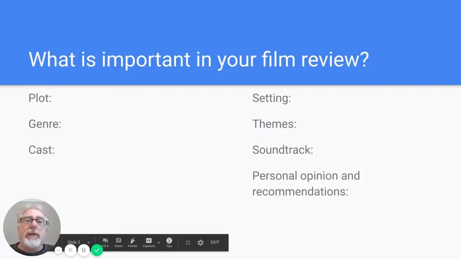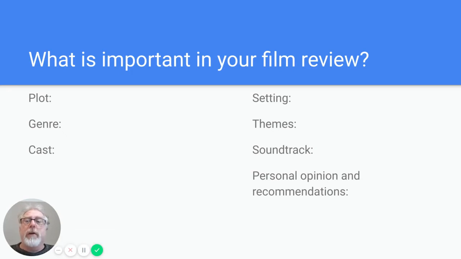Right, so what's important in your film review? I want to see a plot. When you do a film review, you've watched a movie and you're going to write an article or a paper about that movie. You're going to talk about what is the plot, what is the genre, who's in it, the cast, the setting, where is it set, are there themes involved in this? Potentially symbols, but we'll stick at themes. Is the music, the soundtrack, what is it? How did it feel? And ending with your personal opinion.